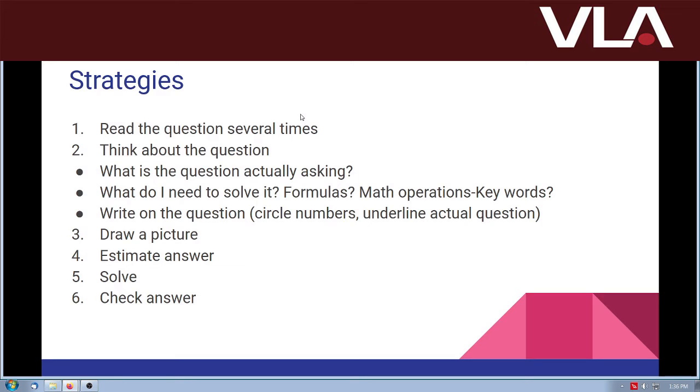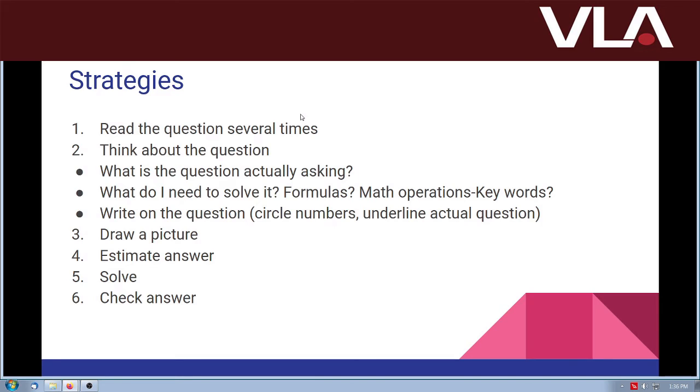Then after you reread it, you think about the question, and you think you've identified what you need to solve it. In some cases, drawing a picture is recommended. Any type of geometry problem, I always tend to draw the picture. It helps me better visualize what the question is asking. And sometimes just by drawing a picture, you can come up with the answer yourself. After you draw a picture, if that helps, it's always best to give a rough estimation of an answer.